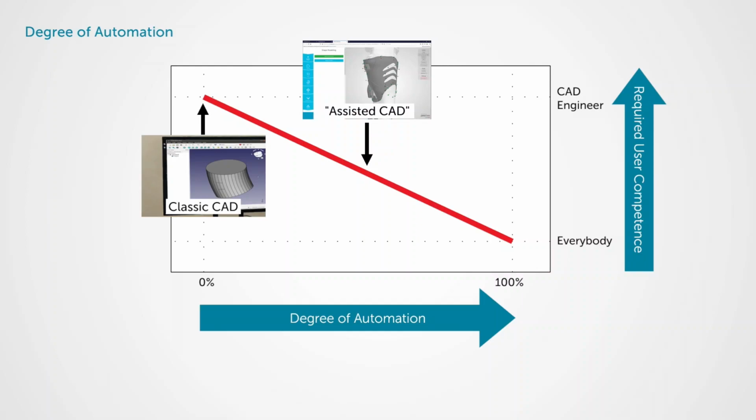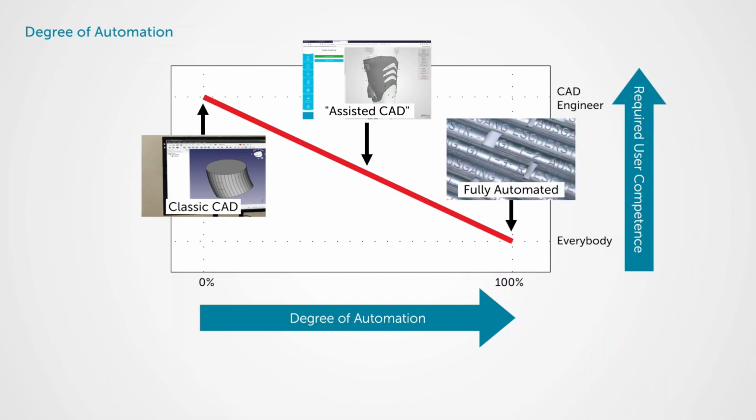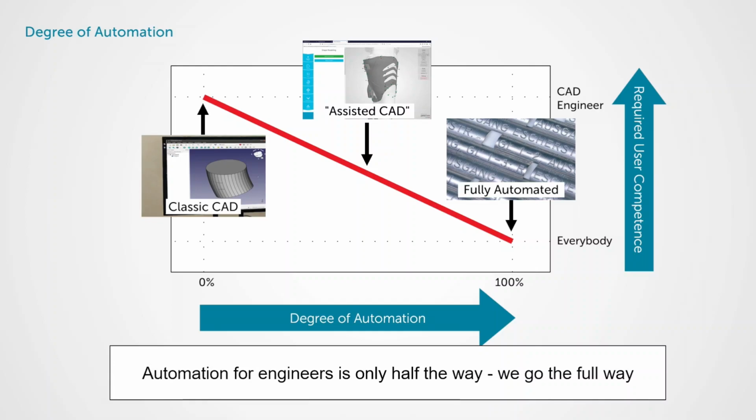And then, of course, there is this end, and this is what we want to talk about today, what we call full automation, where at the end you do not need to know anything. I mean, you have to know what you want to get, but nothing more, and get something out. So automation for engineering is half the way, and we can go the full way, and this is what we want to present today.